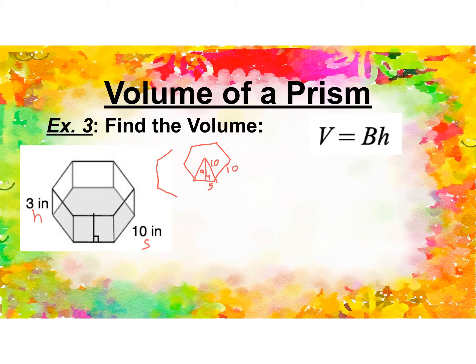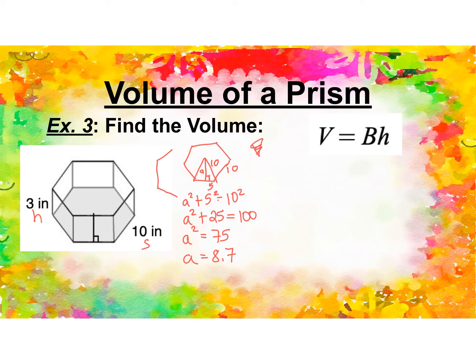We have to do a little Pythagorean theorem there. So we're going to do a squared plus 5 squared equals 10 squared. A squared plus 25 equals 100. Subtract the 25, we get 75. Take the square root of that, and we get about 8.7. That's my apothem. Remember the formula for area of a hexagon?